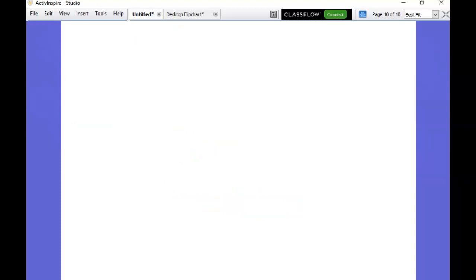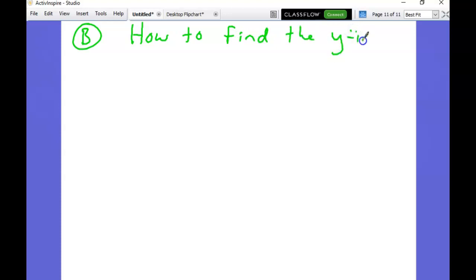Okay? All right. Anyway, I want to do a little bit more. I want to talk about something else. Let's talk about part B here, how to find the y-intercept.